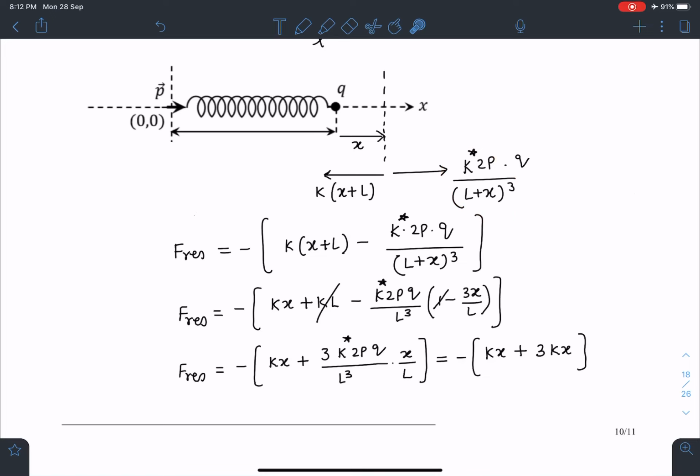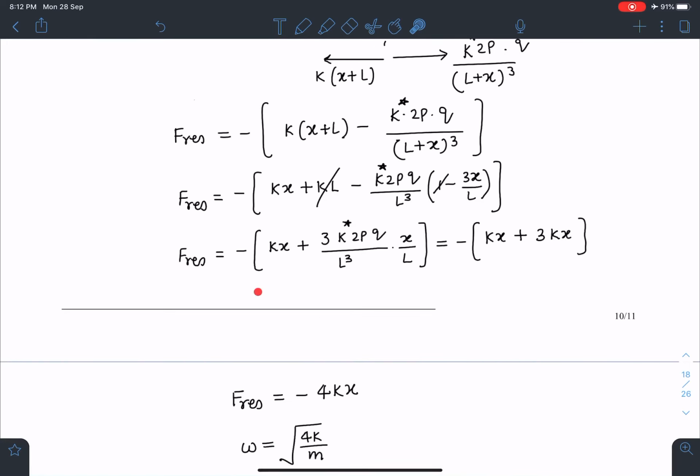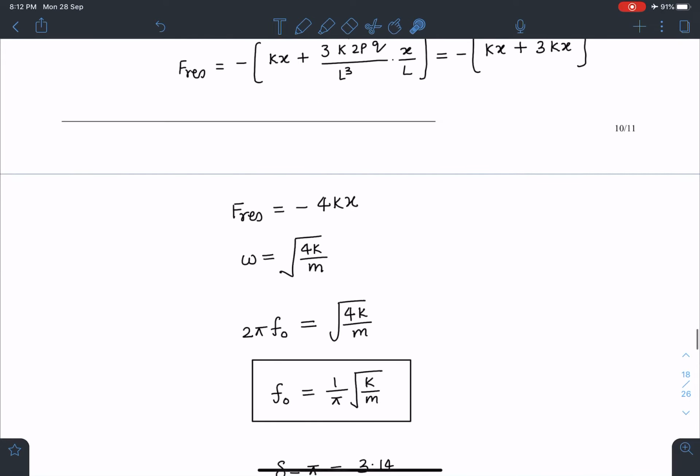When I use the binomial approximation here for small oscillations and simplify, I get Kx plus 3K star 2p into Q by L cubed into x by L. This value I can substitute from the equilibrium position. When I do that, I simply get F restoring as minus 4kx. So I can write omega as root of 4k by m.